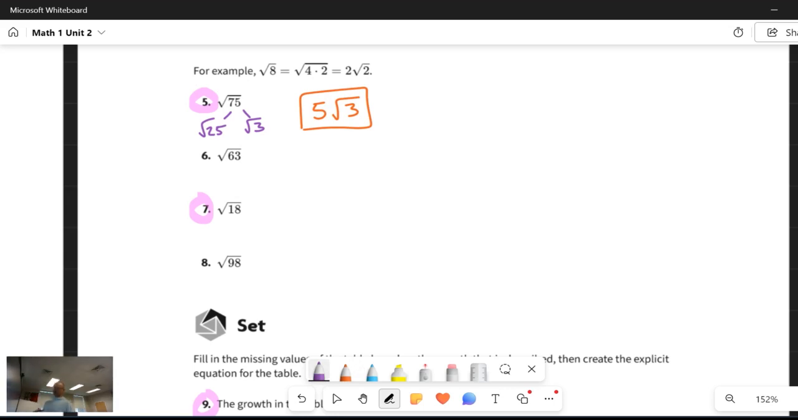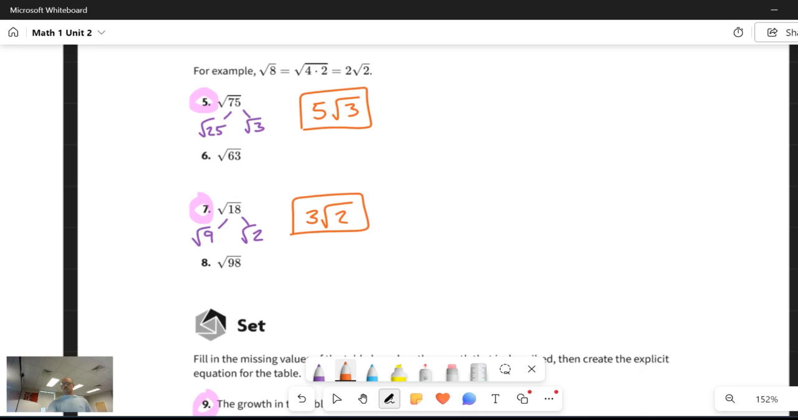Problem 7, ask yourself the same thing. What is going to be the perfect square that goes in there? We can say root 9 times root 2. And then we do the same thing. The square root of 9 gives us 3 with a root 2 attached. And root 2 cannot be broken down any further because there are no other perfect squares that go in there that can be broken down at all.